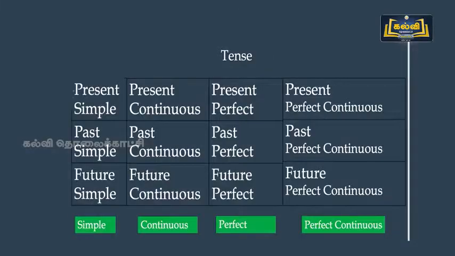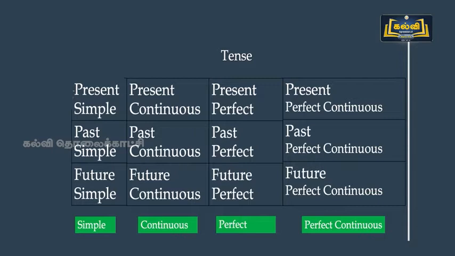Now let us look at all those 12 tenses. Now you can see on the screen present, past, future. Again you see present, past, future. Like this, you see on the screen 4 present tenses, 4 past tenses, and 4 future tenses. You have a confusion, right? Let us make it clear.